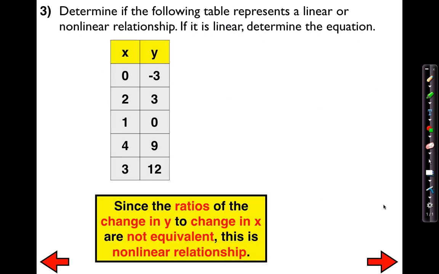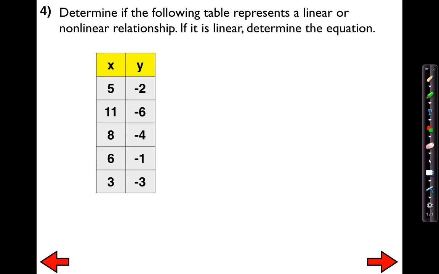And just to reiterate, we know that it's a nonlinear relationship because all of our rates of change that we determined between each 2 ordered pairs weren't all the same. They weren't equivalent, which means they're not moving at a constant rate of change. Therefore, it's not going to be a straight line. So for number 4, what I'd like you to do is pause the video and try number 4 by yourself.